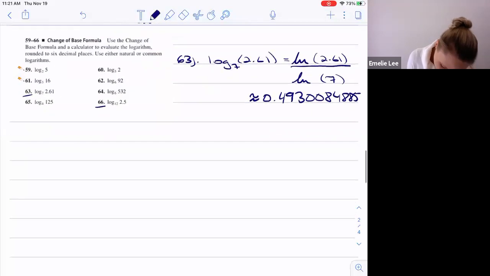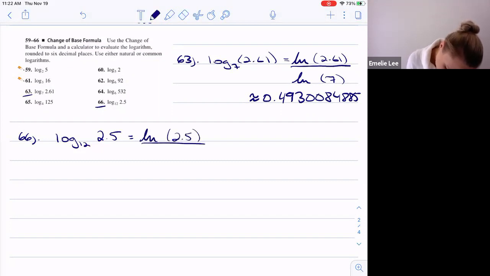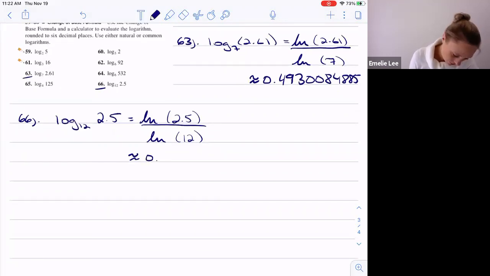Let's do 66, just till we get the hang of it. Log base 12 of 2.5. Well, I take the 2.5 in the numerator and the 12 in the denominator. So I have the ln of 2.5 over the ln of 12, which if I do the approximation here, the ln of 2.5 divided by the ln of 12, is roughly 0.36874251167.